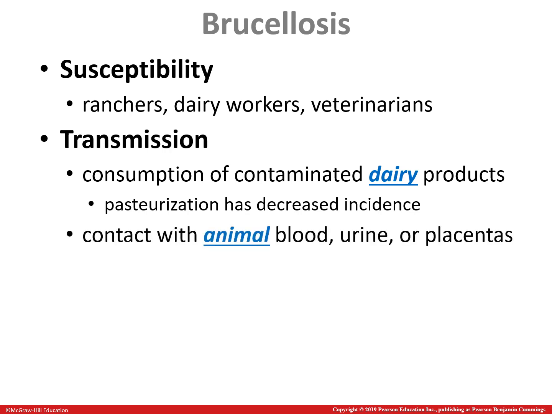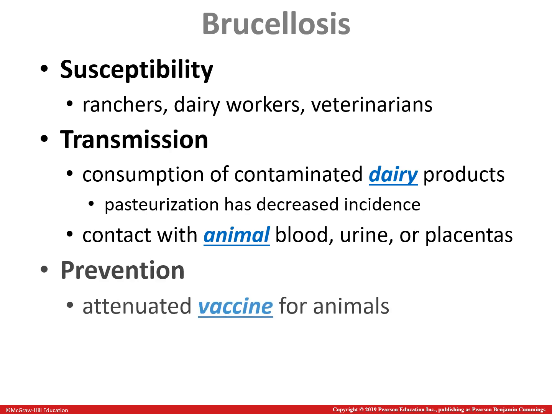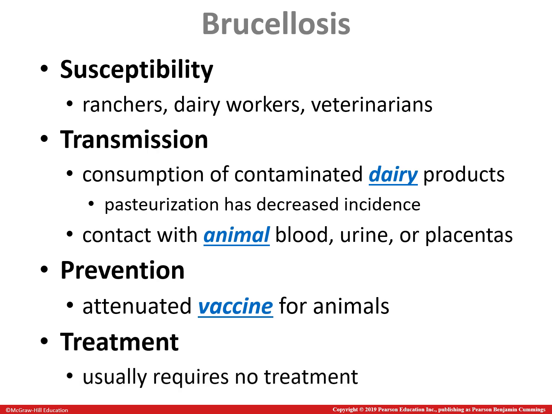And anyone who's coming in direct contact with the animal and its fluids, so blood, urine, or even the placenta, if they're helping during the birthing process, can transmit this bacteria. And so how we prevent is, besides the pasteurization of the dairy products themselves, there is a vaccine for animals. So if we remove the source from the livestock, then that can reduce the transmission as well. So typically it's a mild infection in humans and usually doesn't require any treatment.